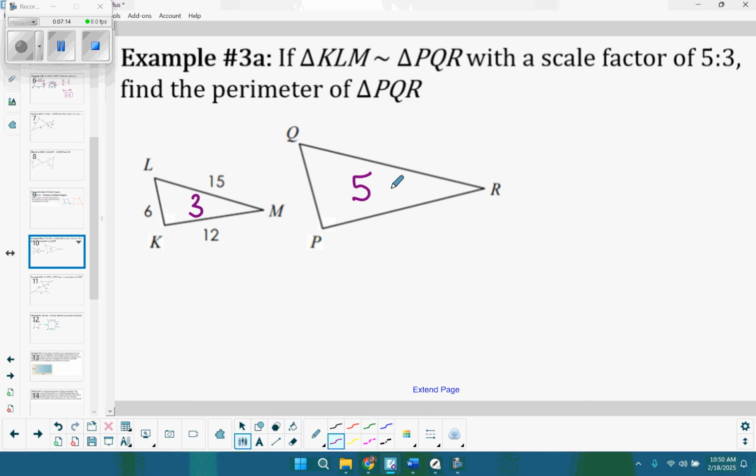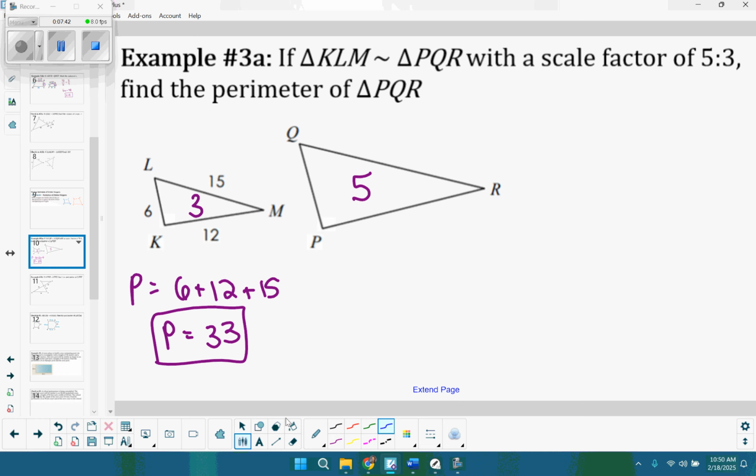So the first thing I did was establish what number went with what shape. The second thing I'll need to do is, if I want the perimeter of this one, I need the perimeter of this one. So we're going to find the perimeter of triangle KLM. So P will equal 6 plus 12 plus 15. This perimeter would be, oops, I multiplied there, 33.